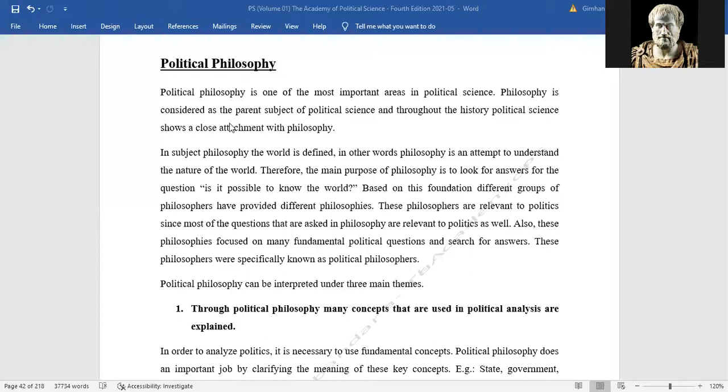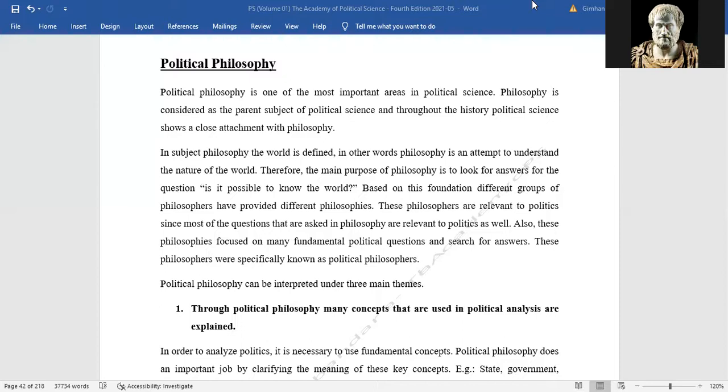Political philosophy. Political philosophy is one of the most important areas in political science. Philosophy is considered the parent subject of political science, and throughout history, political science shows a close attachment with philosophy. In philosophy, the world is defined. In other words, philosophy is an attempt to understand the nature of the world. Therefore, the main purpose of philosophy is to look for answers to the question: is it possible to know the world? Based on this foundation, different groups of philosophers have provided different philosophies.